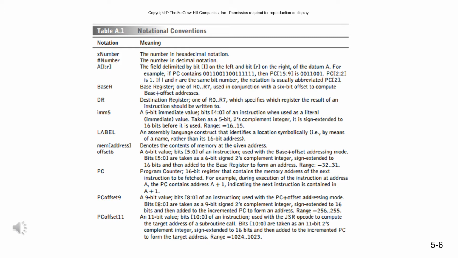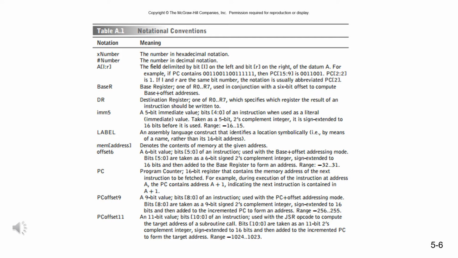You're going to have to understand what each of these notations means with regard to the instruction set and the syntax of the instruction set, both in assembly and machine language. So, for example, when you see X followed by a number, that's the number in hexadecimal notation. If you see pound followed by a number, that is the number in decimal notation. And each of these can be used interchangeably in the assembly language mnemonics.